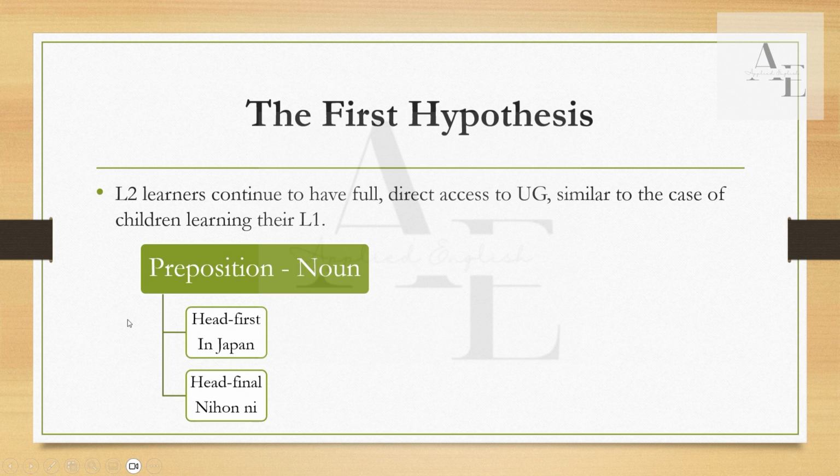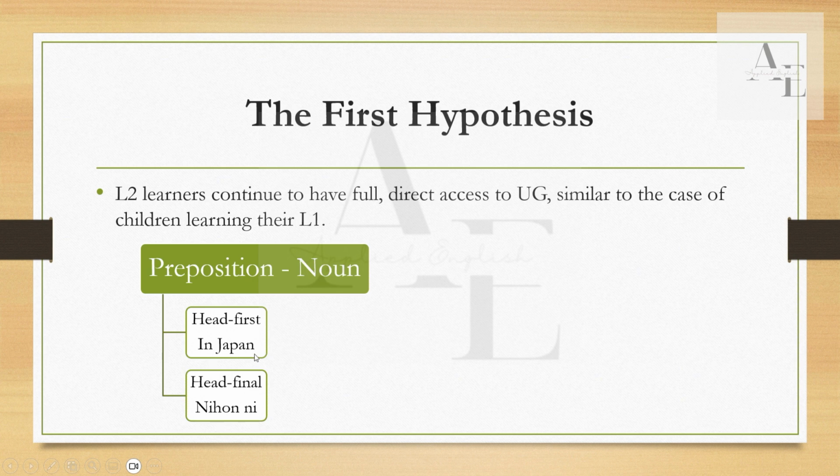They use this example to support their view. There is something like preposition and noun, or what we call head and complement. It comes in a certain order that differs between languages. So we have head first and head final, or head last. Head first, like in English or Arabic and even Spanish, I think, we say in Japan. So the head, which is the preposition, comes first, then the complement, which is Japan. But in Japanese, Korean, and Turkish, they say head final, where the preposition or the head comes last. Like in Japanese, nihon ni, which means in Japan.